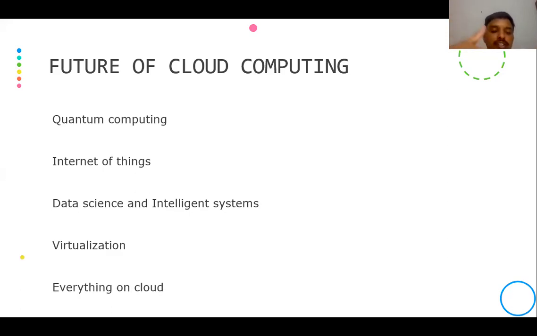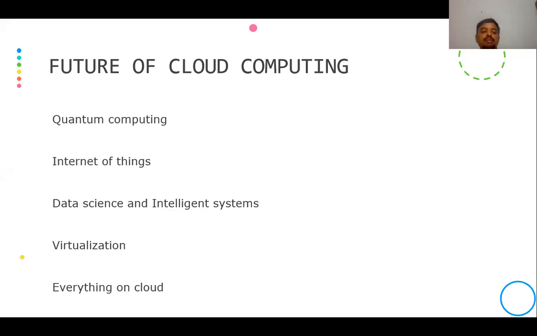Data science and intelligence systems are some of these, the recommendation systems that you see online on e-commerce websites, etc. Virtualization is something we already discussed, and this is going to cause more disruption in the technology space, and everything on cloud. Everything on cloud.